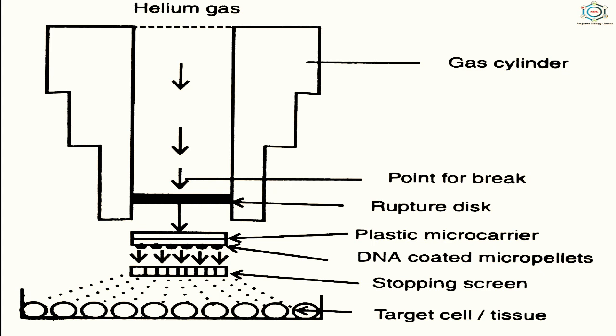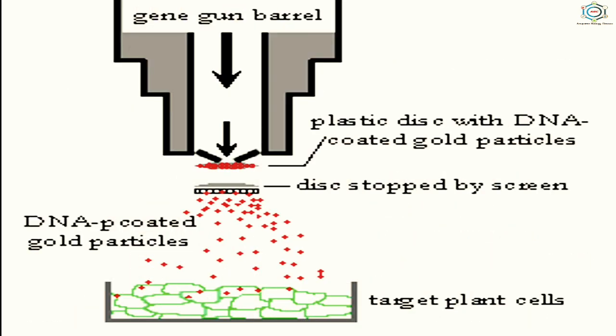Now after this, the next method is the particle bombardment gun method. This method was first developed by Professor Sanford and co-workers at Cornell University, USA in 1987. The technique involves shooting foreign DNA into the plant cell at a very high velocity. This method is also known as the ballistic technique. In this method, 1 to 2 micrometer gold or tungsten particles coated with the DNA are shot into the plant cells using a helium pressure particle gun device. Important crop plants like wheat, rice and maize have now been transformed by this method.